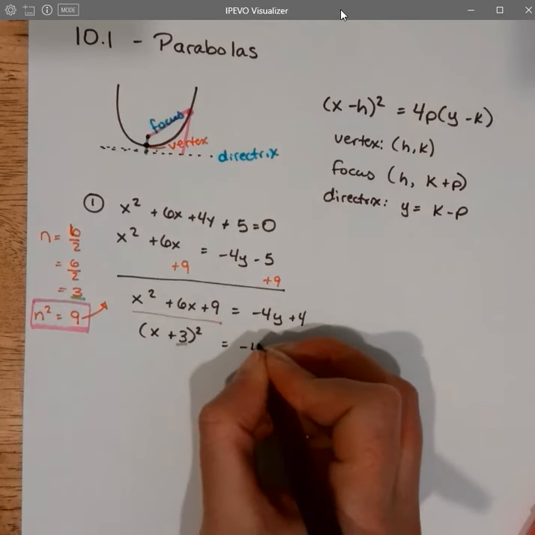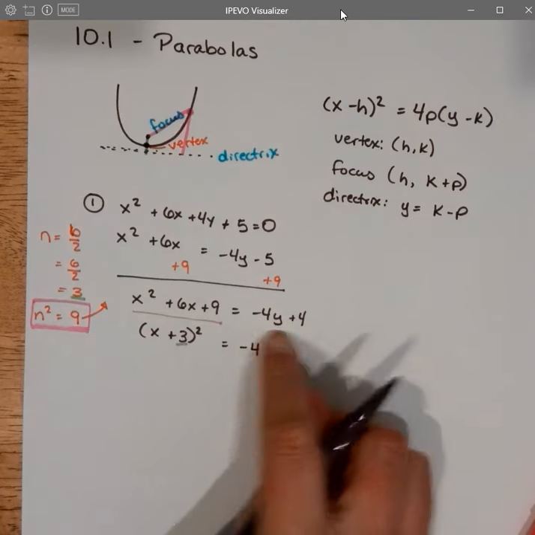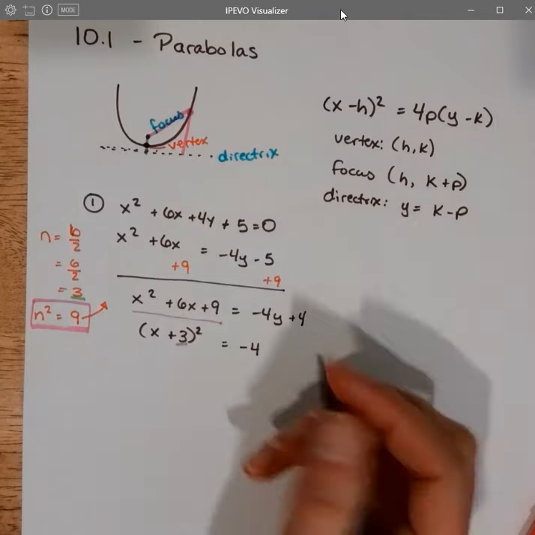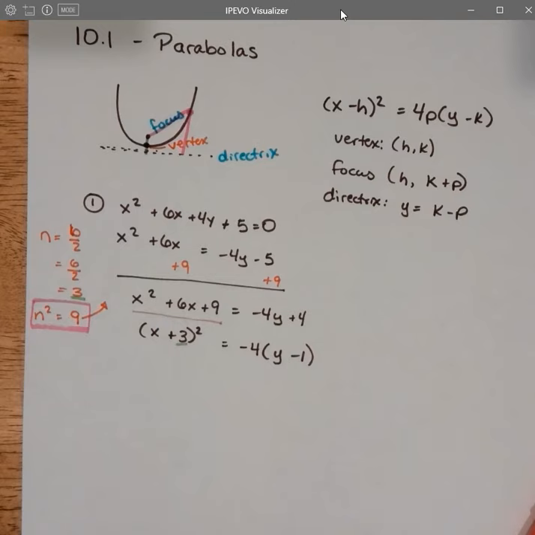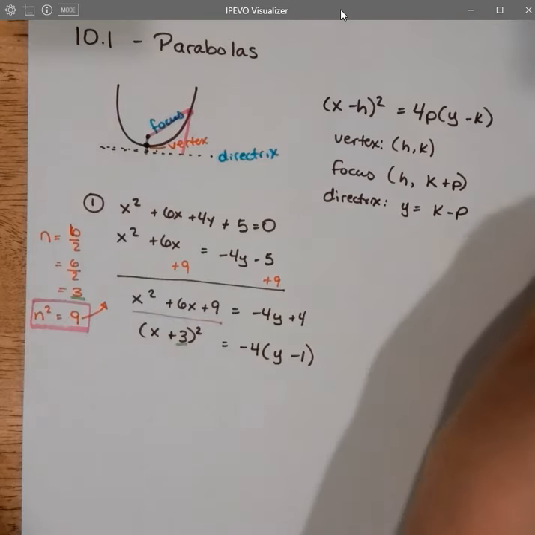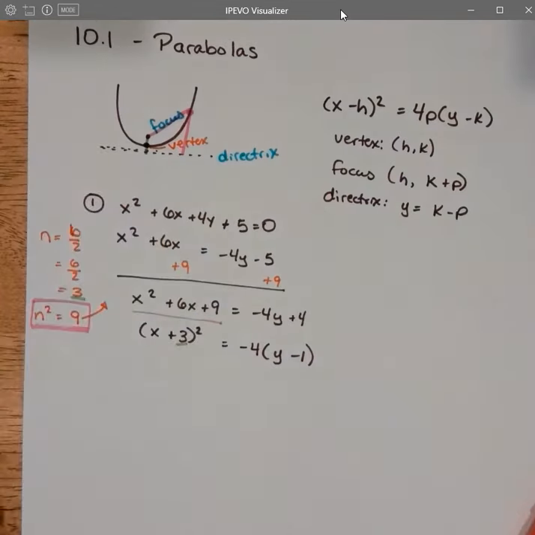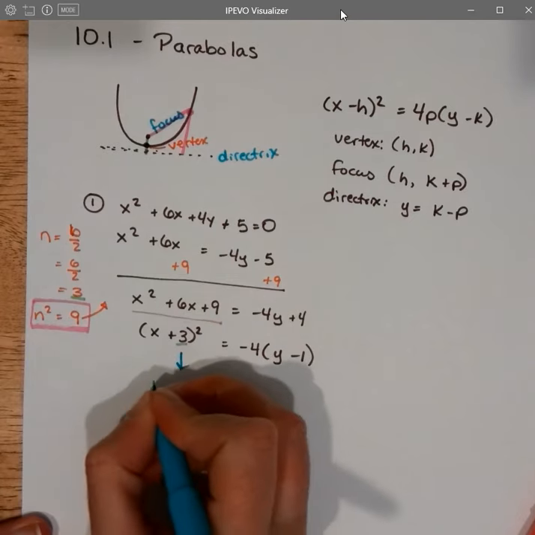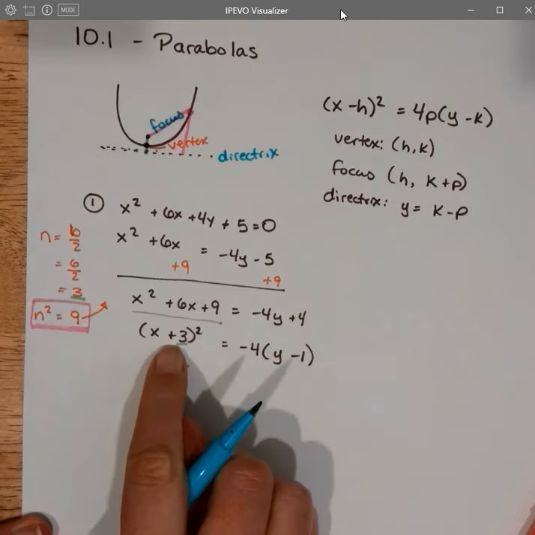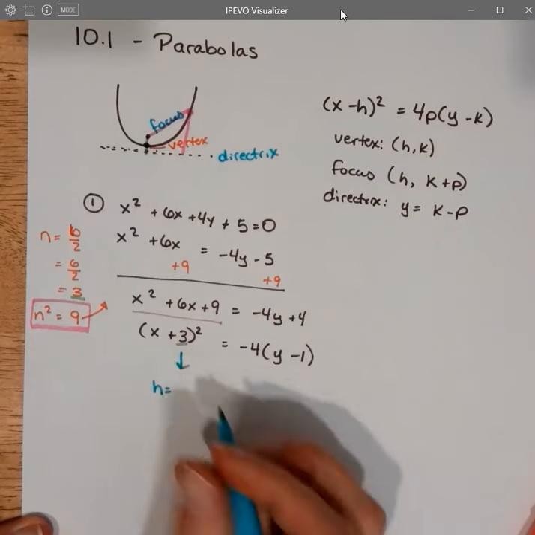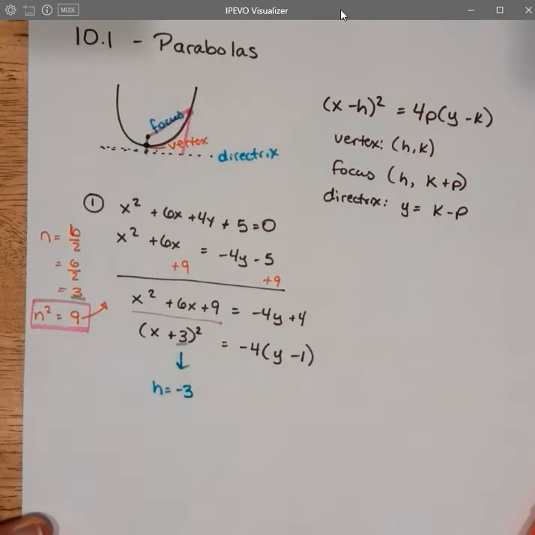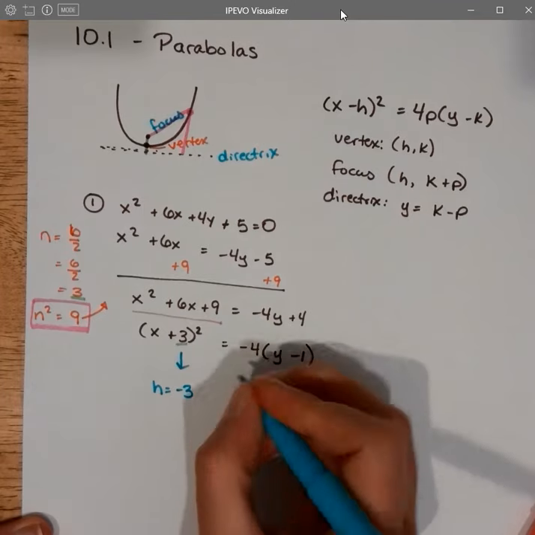And the other side, we want to factor all the way out until our coefficient of y is 1. So we're going to factor negative 4 out and get y minus 1. Okay, now it's in the correct form, and so I just want to identify what h, k, and p are. So first of all, h is, I've got the opposite. This is supposed to be x minus h. So I need x minus negative 3 here. So the opposite is going to give us an h value of negative 3.